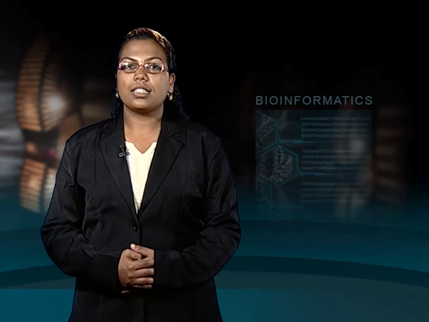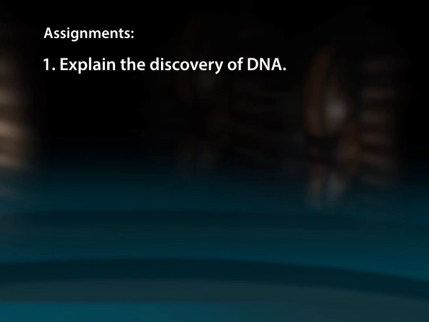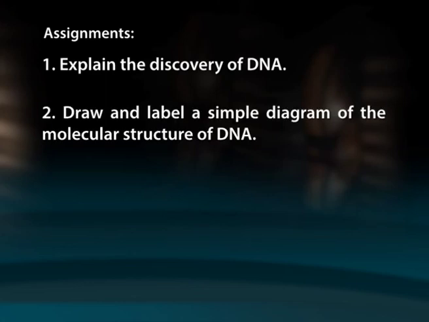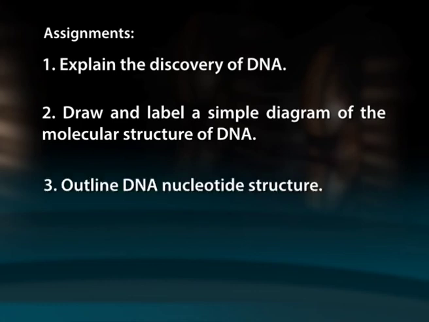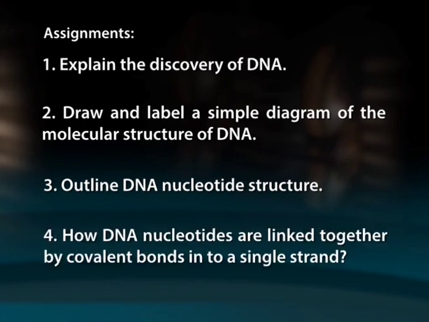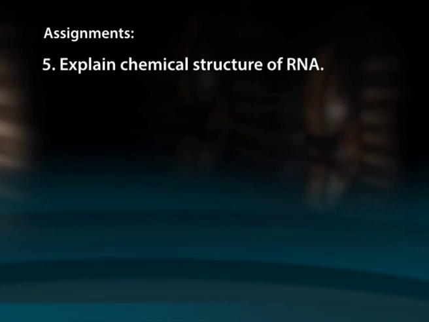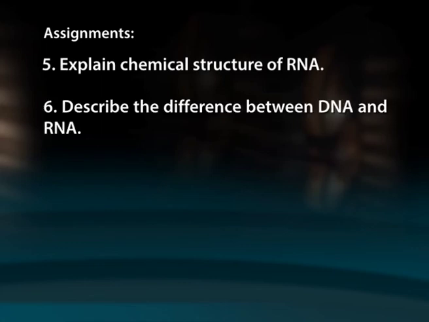Now, here are some assignments for you to work out. First one, explain the discovery of DNA. Second one, draw and label a symbol diagram of the molecular structure of DNA. Third one, outline DNA nucleotide structure. Fourth one, how DNA nucleotides are linked together by covalent bonds into a single strand. Fifth one, explain chemical structure of RNA. Sixth one, describe the difference between DNA and RNA.